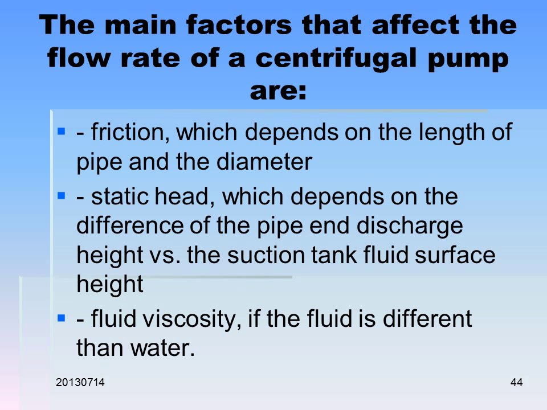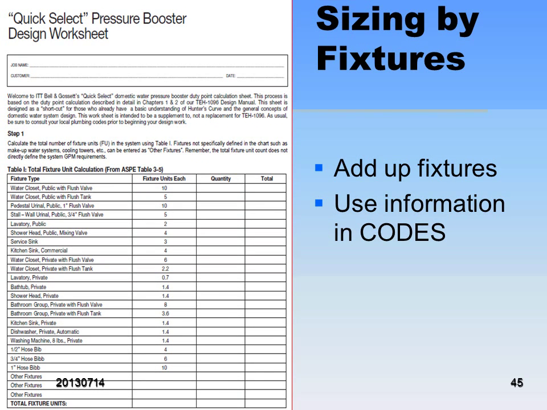Main factors that affect the flow rate of a centrifugal pump are friction, which depends on the length of pipe and the diameter, and the valves, etc. Temperature. TMVs, temperature mixing valves, can have a big pressure drop, pressure reducing valves, etc. Static head, which depends on the difference in elevation, and that's gravity, and fluid viscosity. So we're talking about water, but sometimes it's other fluid that you're pumping.